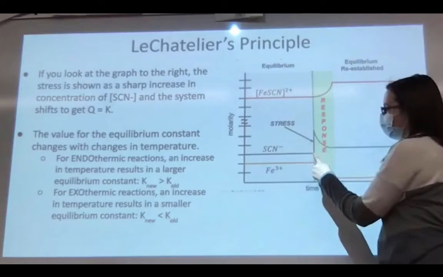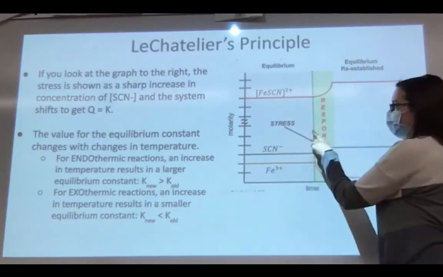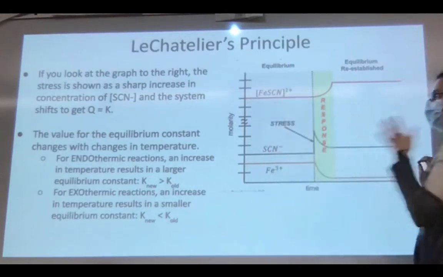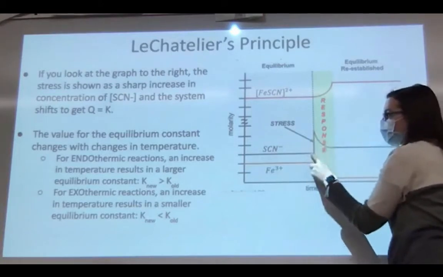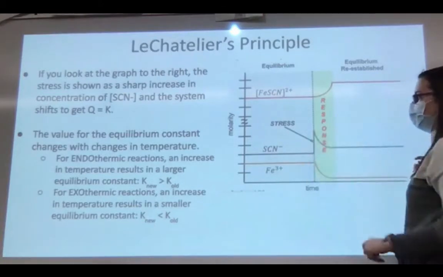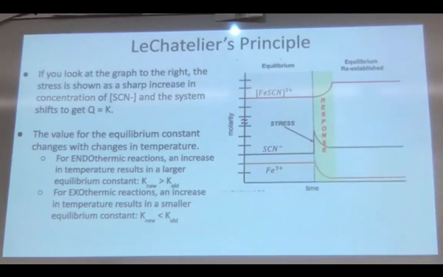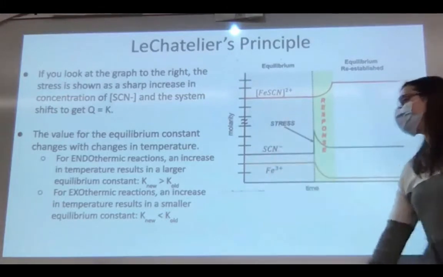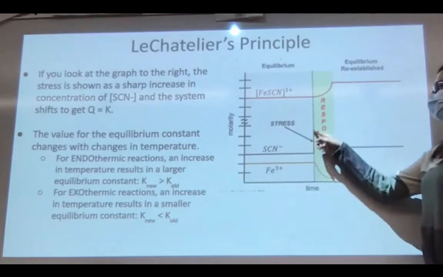So here's the stress. You have this sharp increase in SCN minus. It doesn't matter what your reactants and your products are. Right here, though, we see there's this stress, this sharp increase. Well, that means that all of a sudden we added SCN minus. This was at equilibrium. Concentrations were remaining constant, and then we did something to it.